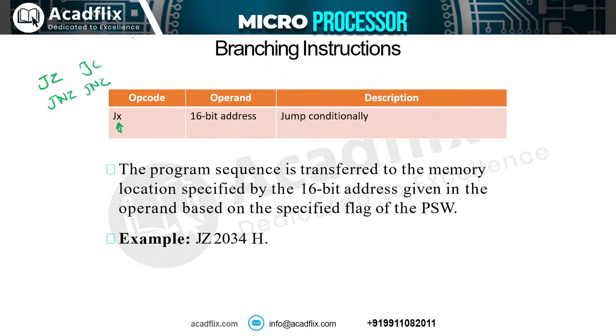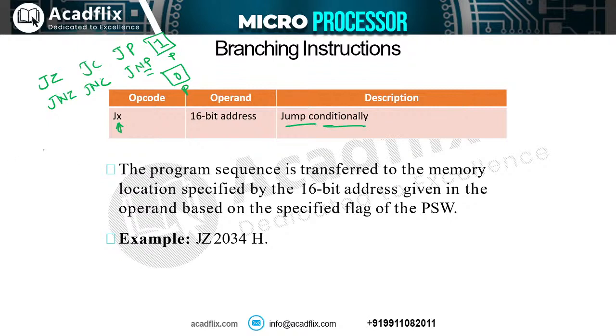Jump if parity flag, jump if not parity flag. Not parity means that you will jump if the parity flag is 0. In this case you will jump if the parity flag is 1. So we have branching instructions that can be conditional or unconditional. For example, all these instructions are conditional. We have to jump conditionally.